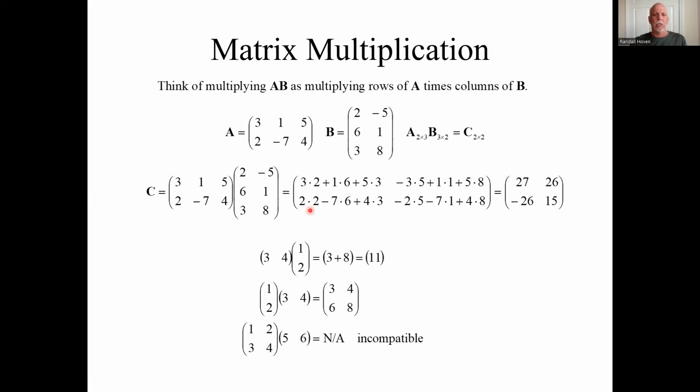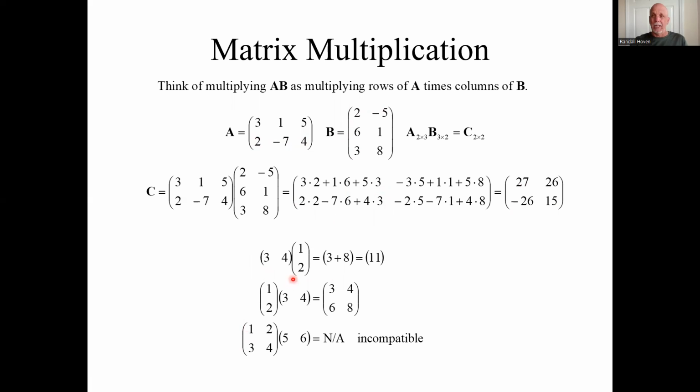For the entry down here, it's going to be the bottom row still times that first column. 4 minus 42 plus 12. Whatever that is, it ends up being minus 26. Arithmetic's not easy here. Let's do some simple things.